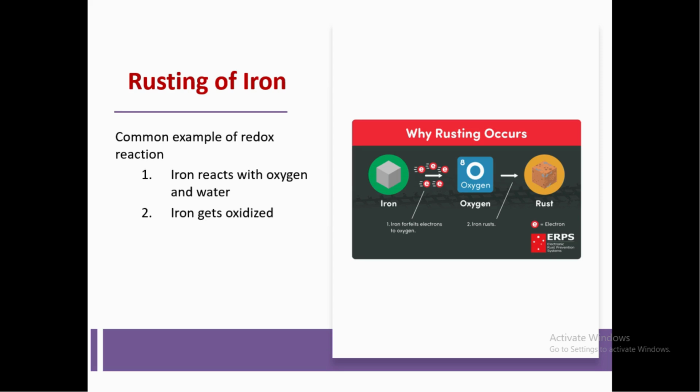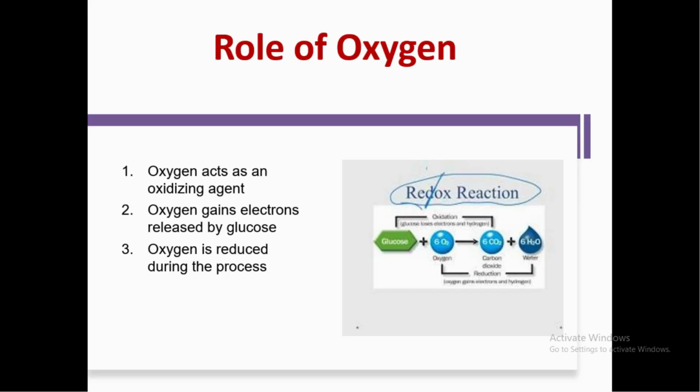A common example of a redox reaction is iron reacting with oxygen and water. So iron gets oxidized. There is also the role of oxygen. For example, oxygen acts as an oxidizing agent. Oxygen gains the electrons released by the glucose. So oxygen is reduced during the process.